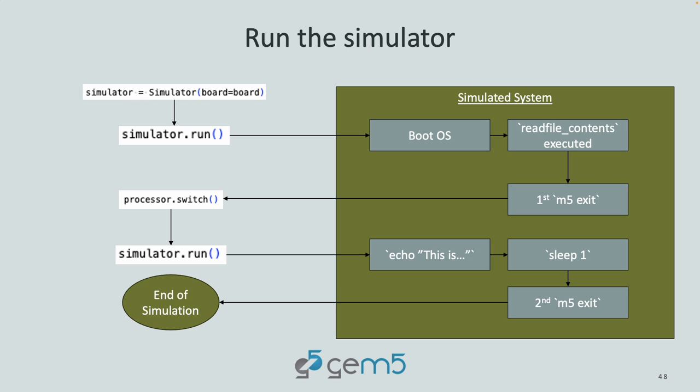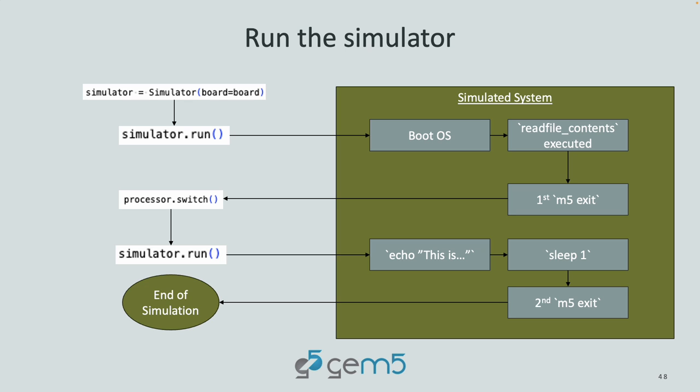Your next 1 to 4 lines in your file are going to be simulator board and simulator run, processor.switch, simulator run. And this is what you're defining here. With the simulator, you're setting it up with the board. The moment gem5 interprets simulator.run, we jump into the simulated system and we start the event queue, we start a simulation loop. When I say simulation loop, I just mean the loop that goes through the event queue of the simulated system. In this case, first thing it's going to do is boot the OS, and then read file contents is executed. That's just the way this disk is set up. And that gets us the first M5 exit event.